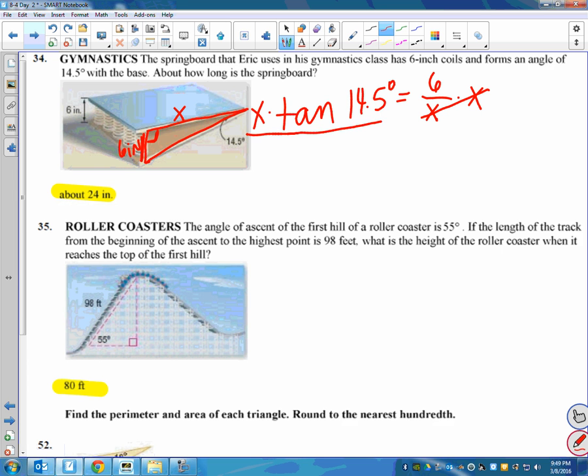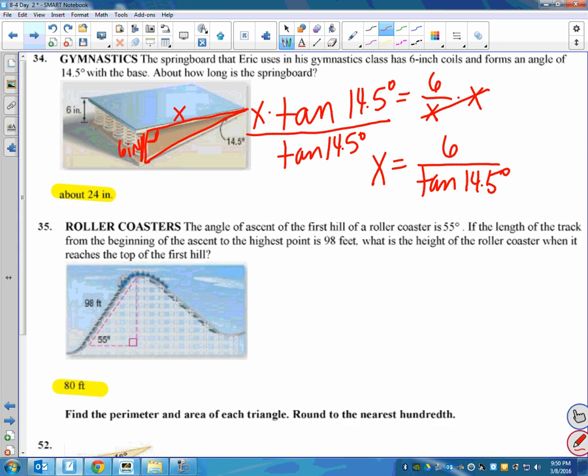And now look at this side. I want to get x by itself. So how do I undo multiplying by tangent of 14.5? Well, I can divide by tangent of 14.5. And so what I'm going to get over here is 6 divided by tangent of 14.5 degrees. And we'll do some more like that today. Number 35, they draw the triangle there for you, and you're looking for the height of the roller coaster, right?